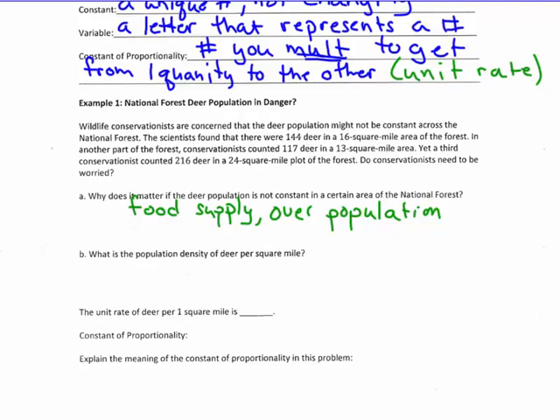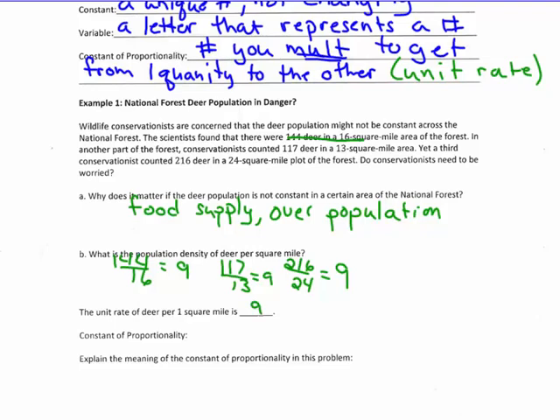So what is the population density? That's another way of saying how many deer are there per square mile. So we have our numbers up here. So we're going to take, we have 144 divided by 16. So we're going to find the unit rates. We have 117 divided by 13. And we have 216 divided by 24. We could have created a chart. That would have been okay as well. But when I go through and divide these all out, they all turn out to be 9. So the unit rate of deer per 1 square mile is 9.